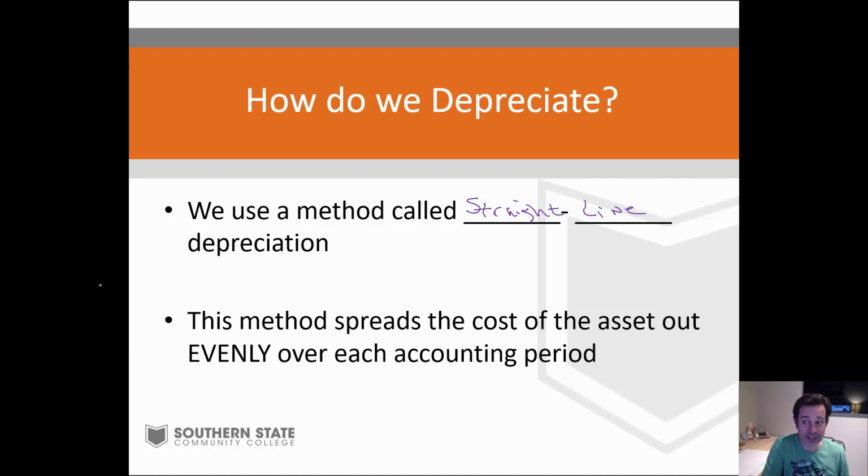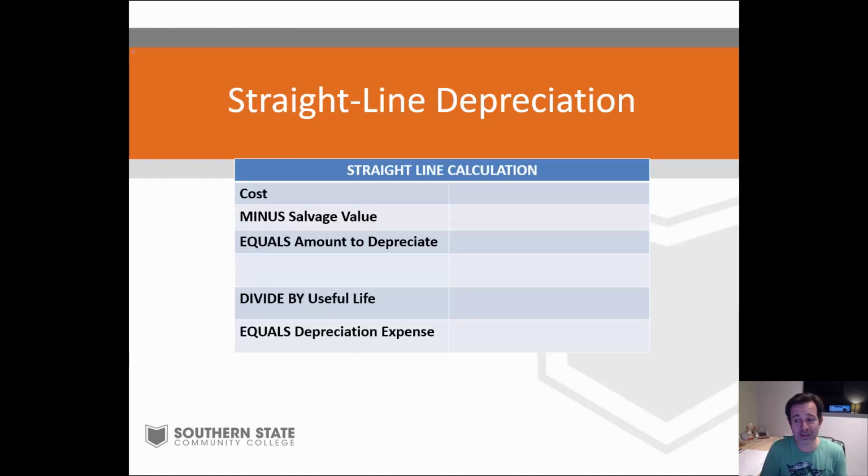Now we just need to figure out how to do it. Here's our calculation. What we paid minus something called salvage value. What do we think we can get out of it when we're done with it? We're going to get some money out of it. We can sell it off maybe when we're done with it. What's it worth when we're done with it? That equals the amount we need to depreciate. We divide that by how many years we're going to use it, and that gives us our depreciation expense for that accounting period. So just to give you an example, we know that Lenny paid $48,000 for that mowing equipment.